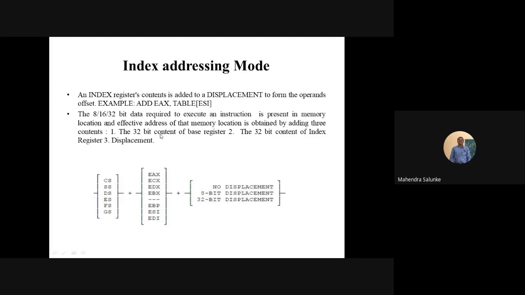So here only the base value of that particular table will be there, and ESI will be the index within that table. So the data we are accessing will be from the location within the table at index ESI. Ultimately the content of the location from this table at index ESI will be added in EAX. All right. So this is how the index addressing mode happens.